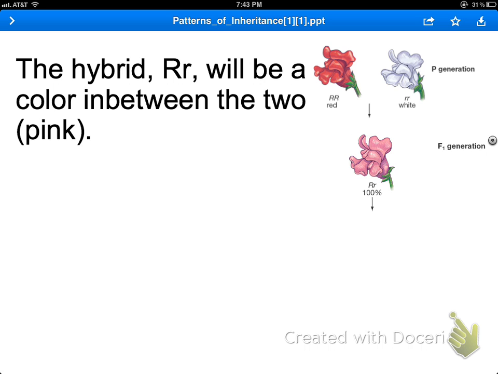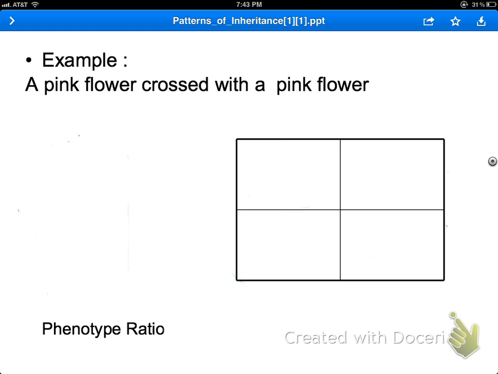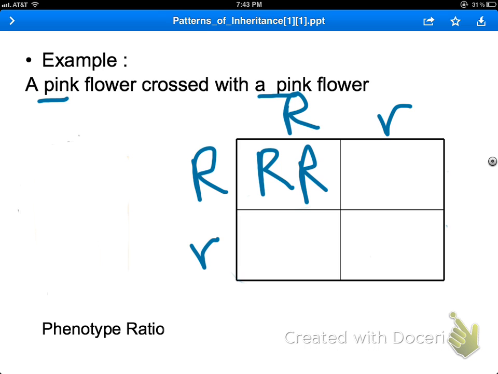Remember, a hybrid is a cross between two opposite traits. So red and white is going to give you this hybrid of red and white, which in this case turns out to be pink. Here's how we're going to use this in biology class. So we have 2 pink flowers with the heterozygous genotype. When you do your Punnett square, you fill it in.